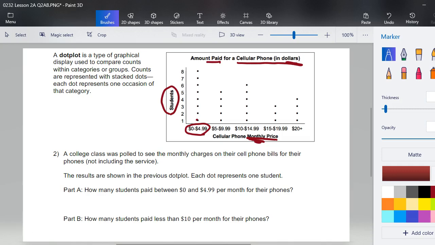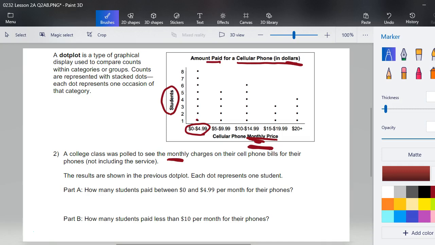I need to look at question 2 with you guys. It says a college class was polled to see the monthly charges, right up here, monthly charges, on their cell phone bills for their phones, not including the service. The results are shown. Each dot represents one student. Before you listen to this video, you need to go ahead and work parts A through H. When you're finished with that, come back and let's talk through this video.